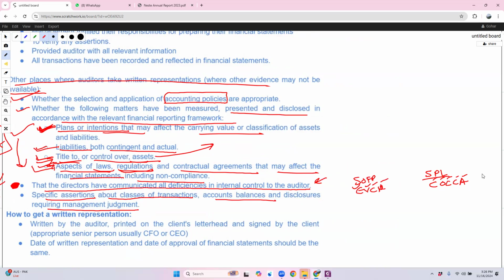In the statement of profit and loss, we said the cutoff is part of SPL, but it also affects the SOFP. In multiple questions that I did, that's what I keep saying. Now explain why. Give me an example. Where does it happen?